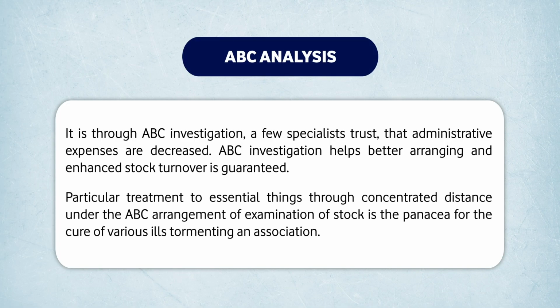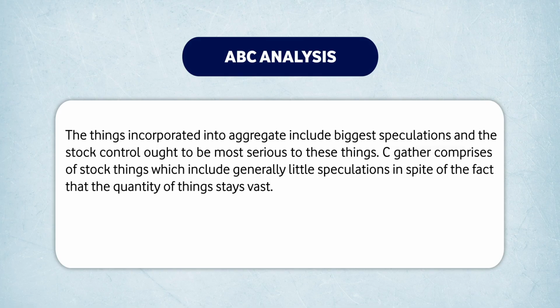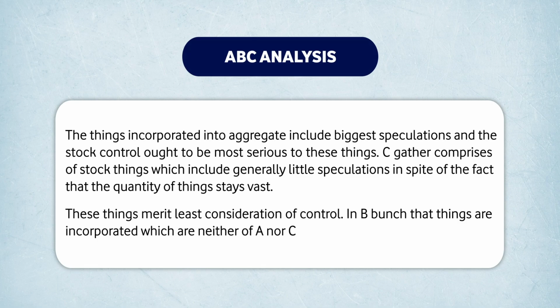Particular treatment is essential under the ABC arrangement of examining stock. The things that aggregate into the biggest investment, stock control ought to be the most serious on these things. And C class comprises stock things which involve generally a little investment, although the quantity of things stays vast. These things merit the least consideration of control. In the B group, the things are included which are neither A nor C.